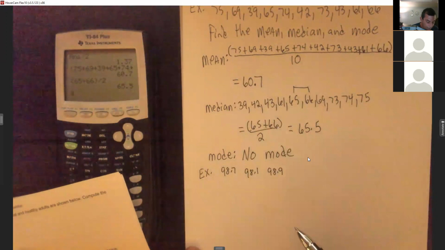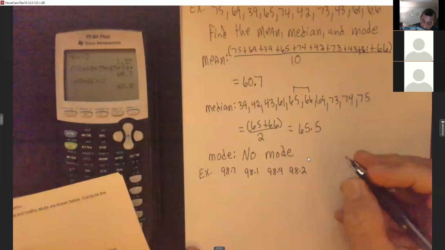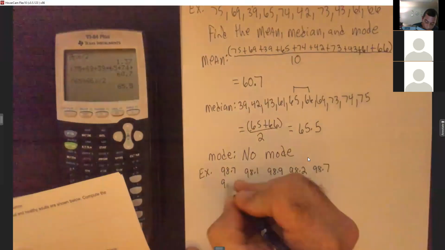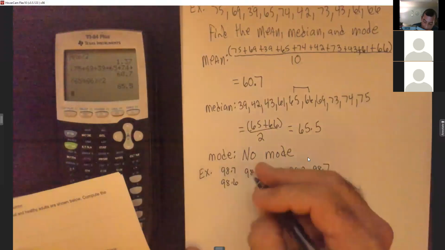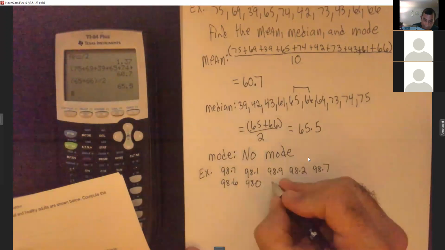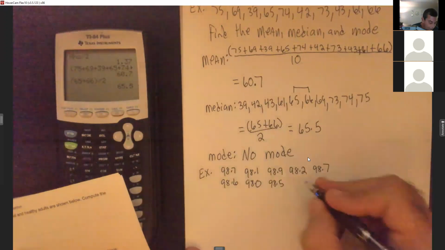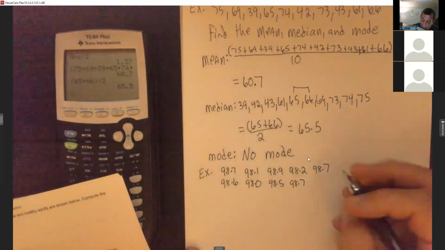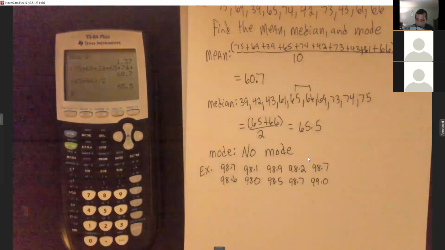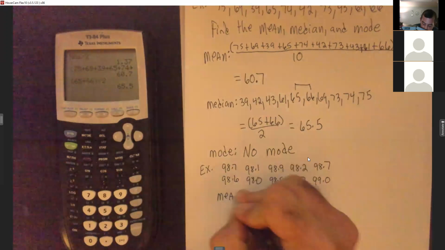So we're going to have 10 of these. This is 98.2, 98.7, and in my next row I have 98.6, 98.0, 98.5, 98.7, and then 99. All right, so once again, we'll find our mean, median, and mode.